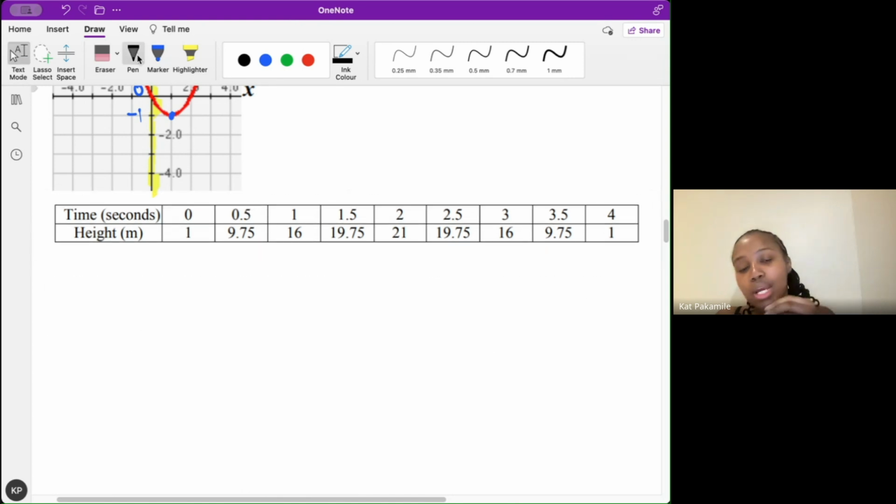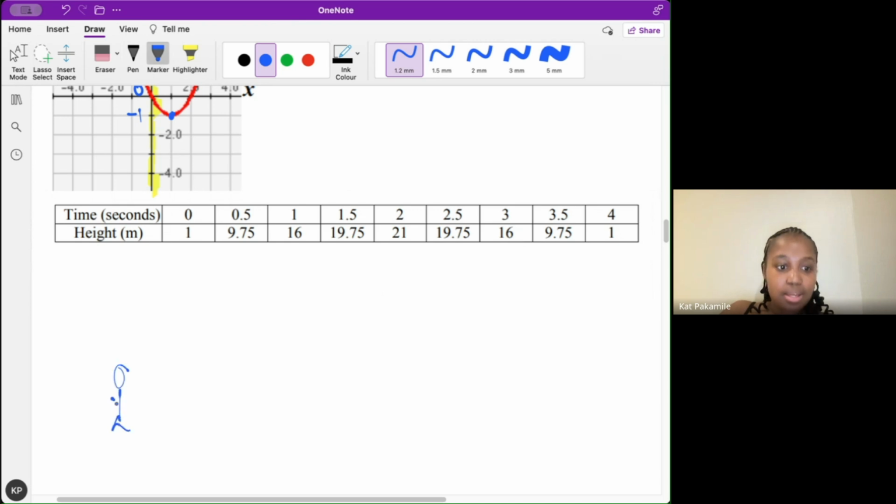Now, just looking at the table, I can tell that this table is from throwing an object in the air. And this is why I say so. This is you. You're feeling blue. I'm kidding. You're holding a ball, right? And you're going to throw it up. What's going to eventually happen with that ball, guys? What eventually happens with that ball that you threw up into the sky?